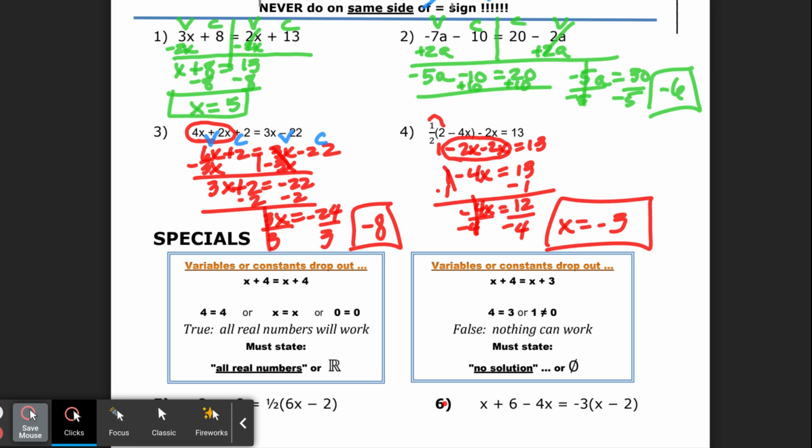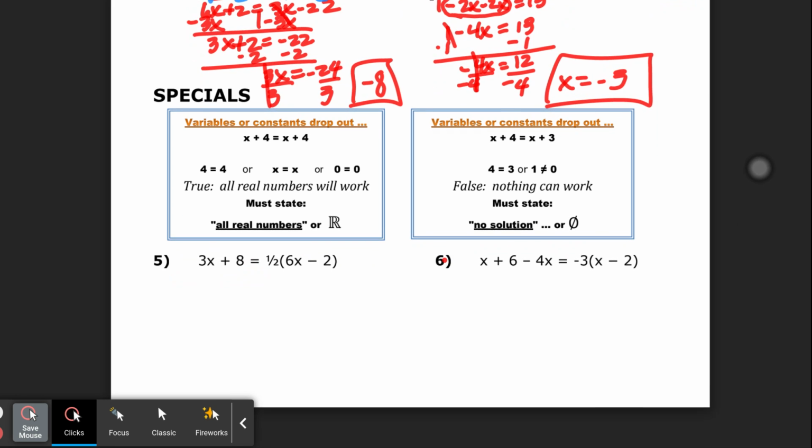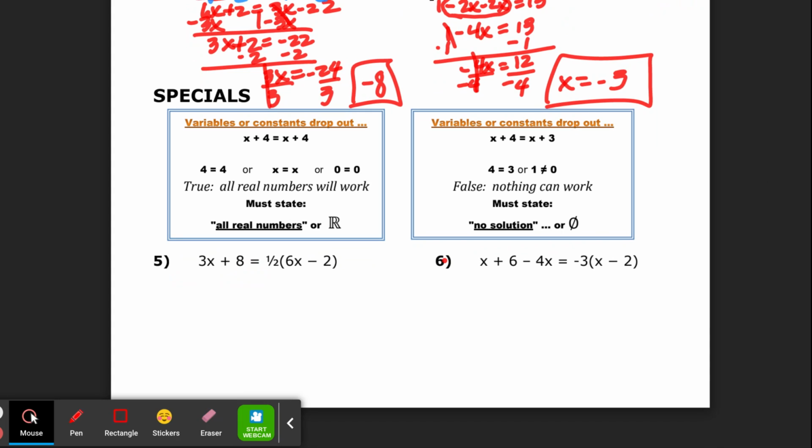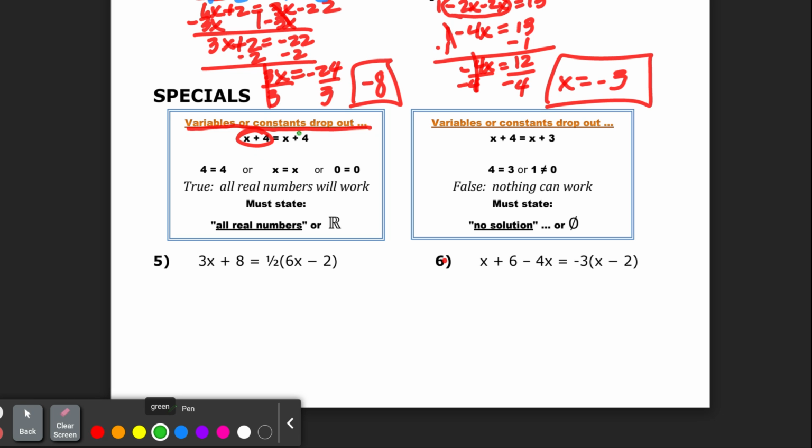All right, now what we're going to have are these specials. That just means that if variables drop out and you have the same thing on the left side as you do on the right side, or if the left side is equal to the right side. Let's say that I subtracted x from both sides. That means both of those will cancel out, and 4 is equal to 4.